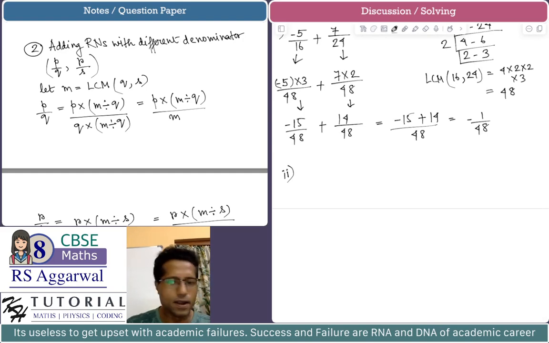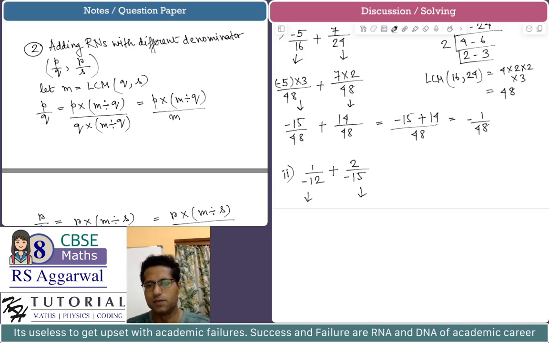Let's say we want to add 1 by minus 12 plus 2 by minus 15. Now we see that both the rational numbers are not in standard form. Both the denominators are negative. Minus 12 is negative, minus 15 is negative. First we have to convert them to the standard form, not standard form actually, we have to make the denominator positive. So 1 by minus 12 will become minus 1 by 12, and 2 by minus 15 will become minus 2 by 15.